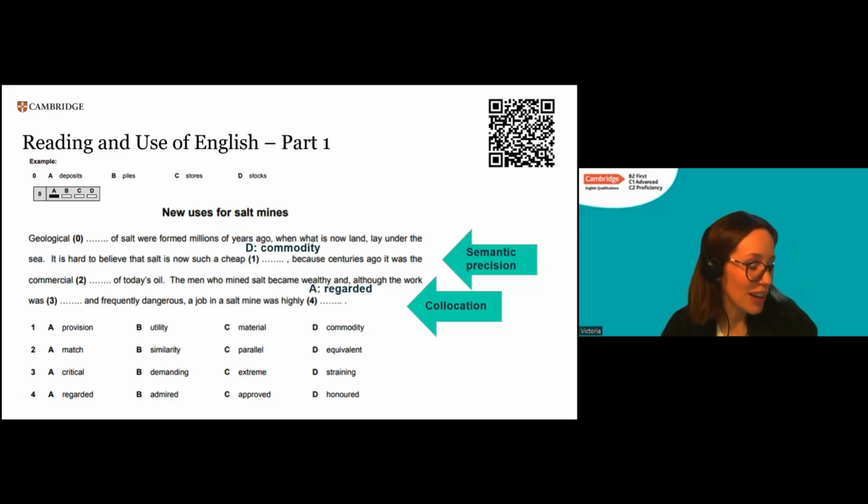Very good. Commodity here, I think, is the one that makes more sense if we look at the definition: a substance or a product that can be traded, bought, or sold. The other three don't really make sense. The semantic precision, the nuances, are not correct in this context. And then "regarded", "highly regarded", are words that usually appear together.